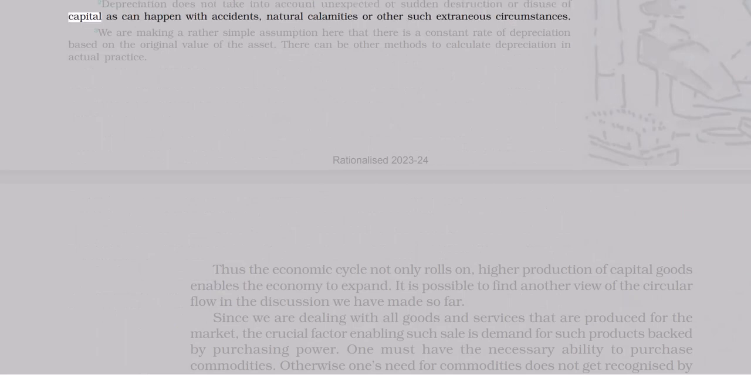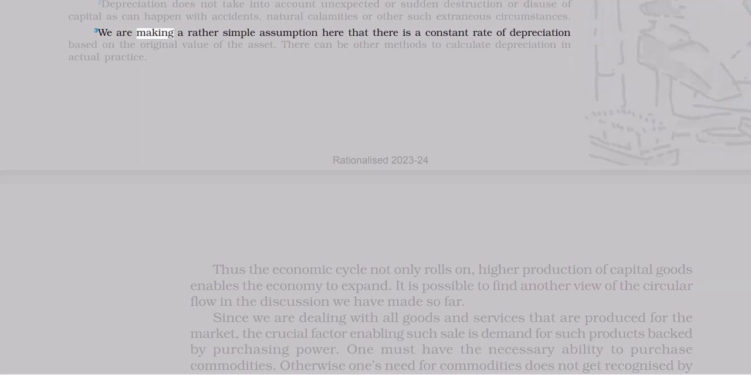2. Depreciation does not take into account unexpected or sudden destruction or disuse of capital, as can happen with accidents, natural calamities, or other such extraneous circumstances. 3. We are making a rather simple assumption here that there is a constant rate of depreciation based on the original value of the asset. There can be other methods to calculate depreciation in actual practice.